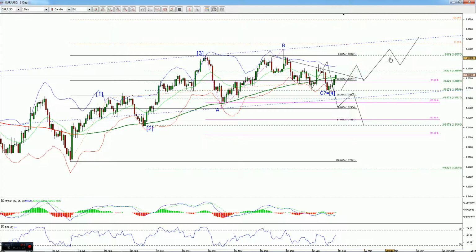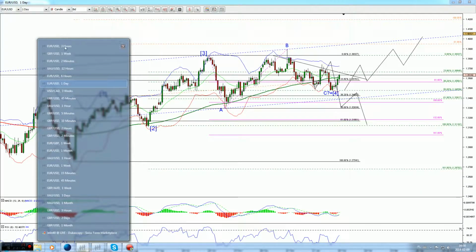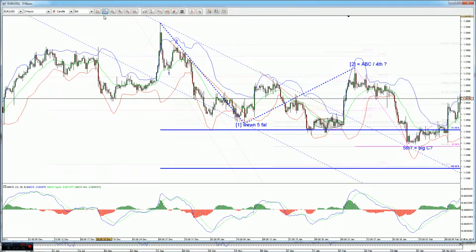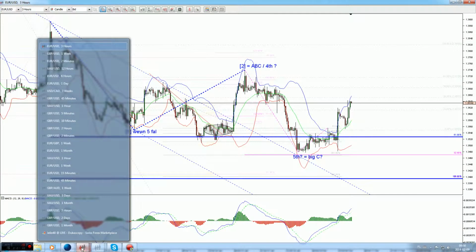So that's the 1, 2, 3, 4 and 5 most probably. So the C wave and the whole A, B, C as a fourth corrective wave is most probably finished. Let's have a look at the 3 hours chart. The market reacted in this zone here, and the market started its first move to the upside, most probably. So this was already a first move to the upside.